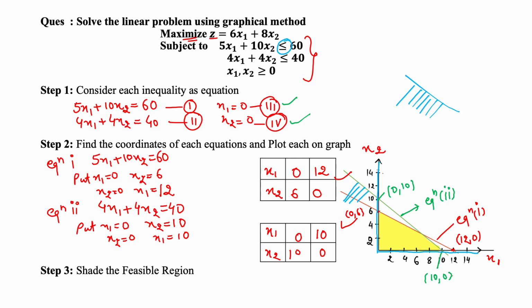One second, I will just rub it. That is for the second line. So for the first line, my feasible region is this region, below that line, this whole region. Then for the second line, my feasible region is again less than, so it will be below the line.